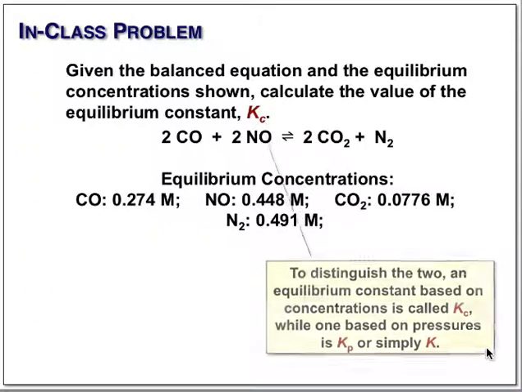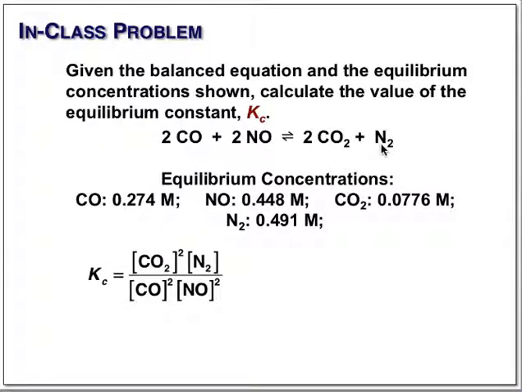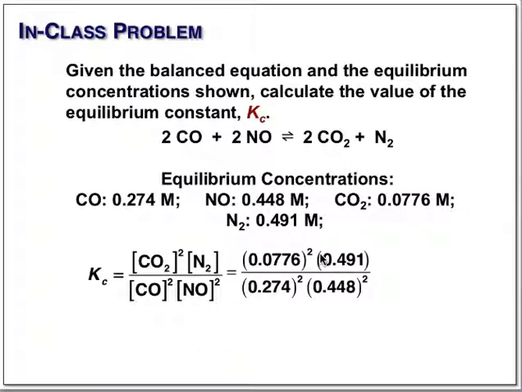All right, our equilibrium expression here. We're going to have the concentration of nitrogen, concentration of carbon dioxide squared, and that's our numerator. We're going to have the concentration of CO and NO, each of them squared, multiplied together, that's our denominator. All we have to do is substitute, do our simple solution. Our equilibrium constant is 0.196.